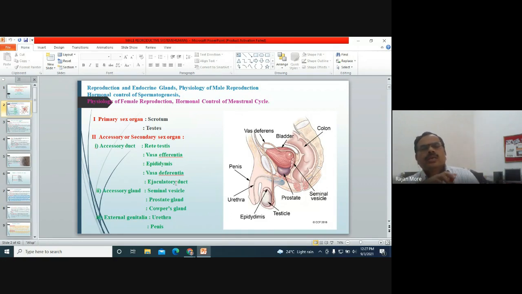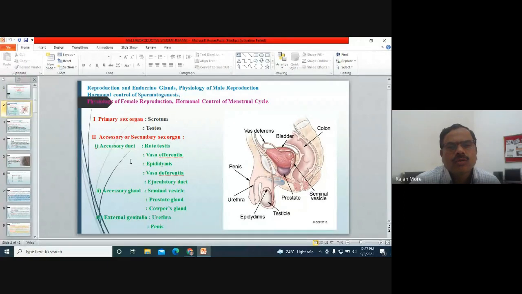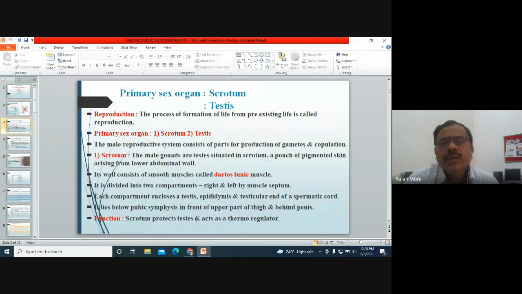Okay. So, when we go to the physiology of the male reproduction, you must teach the male reproductive system with these 2 points, that is the primary sex organs and the accessory or secondary sex organs. In the primary sex organs, the 2 structures are there: one is the scrotum and the testis. The accessory or secondary sex organs include the accessory glands, seminal vesicle, prostate and Cowper's gland, and the external genitalia. So these are the 2 primary sex organs, the scrotum and the testes.